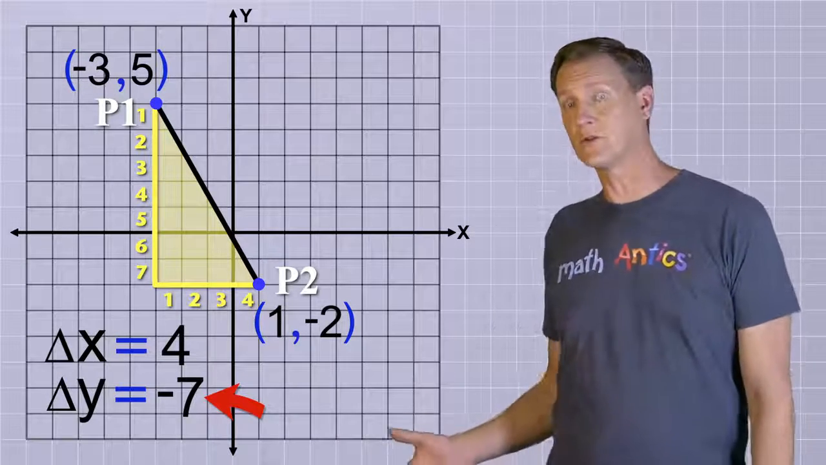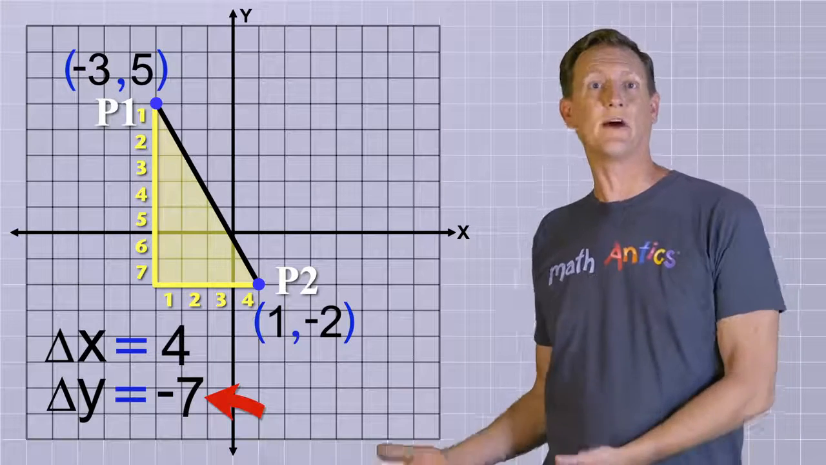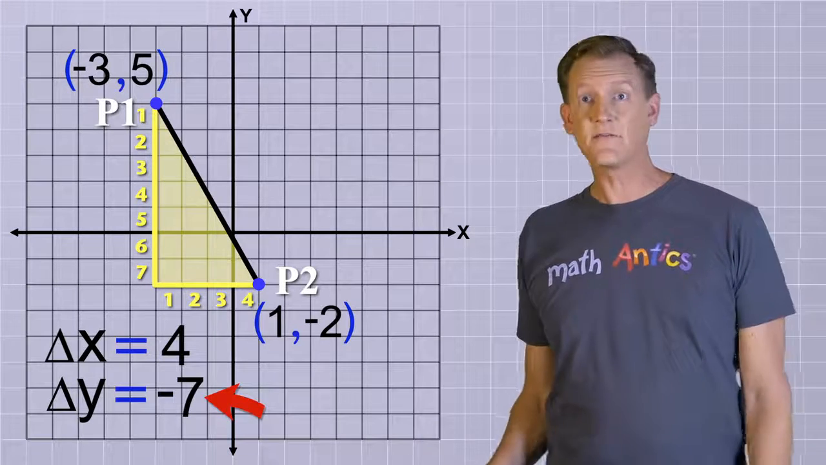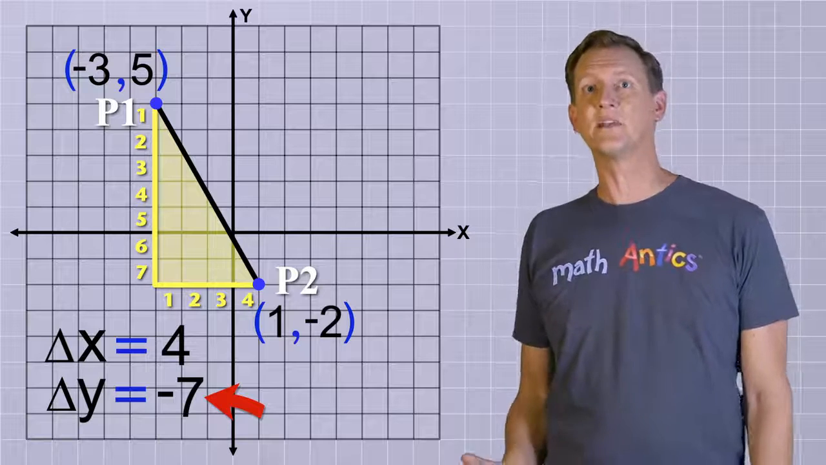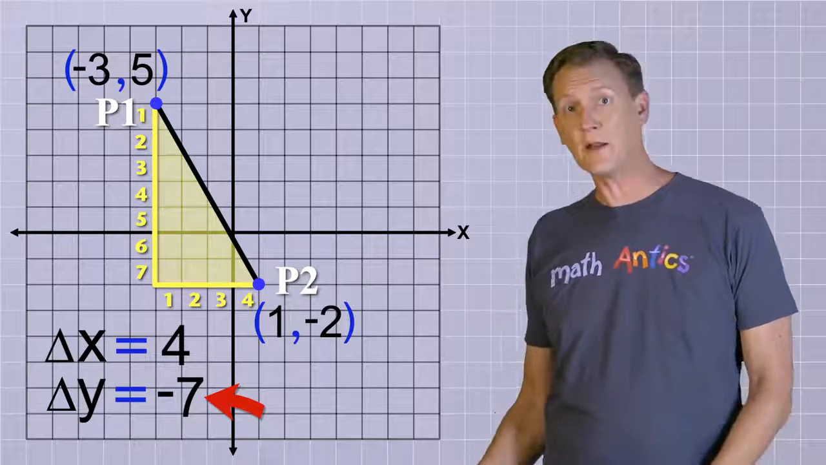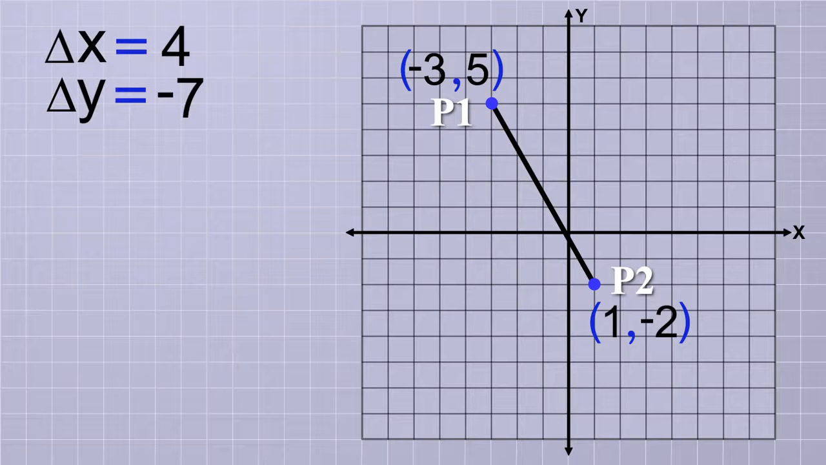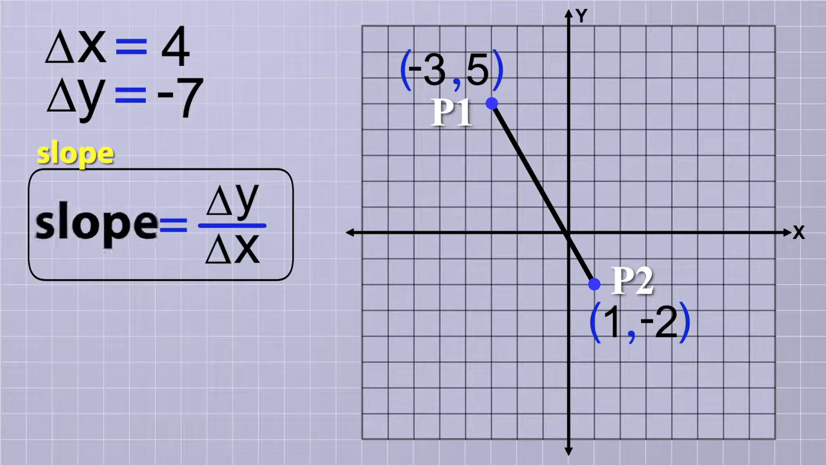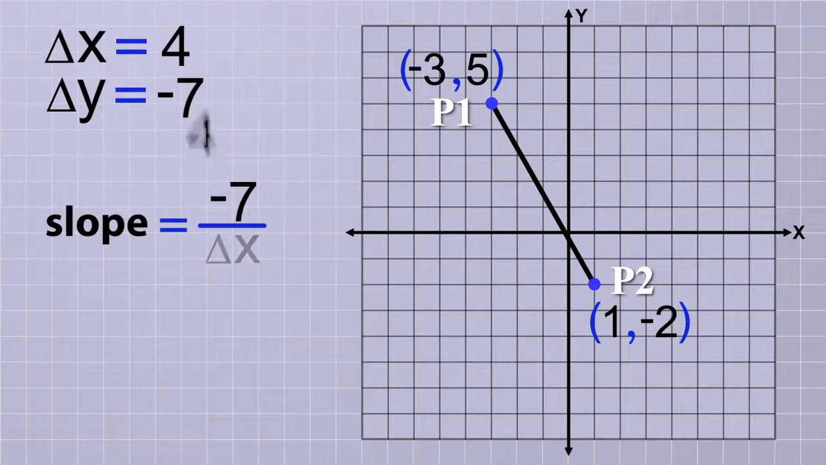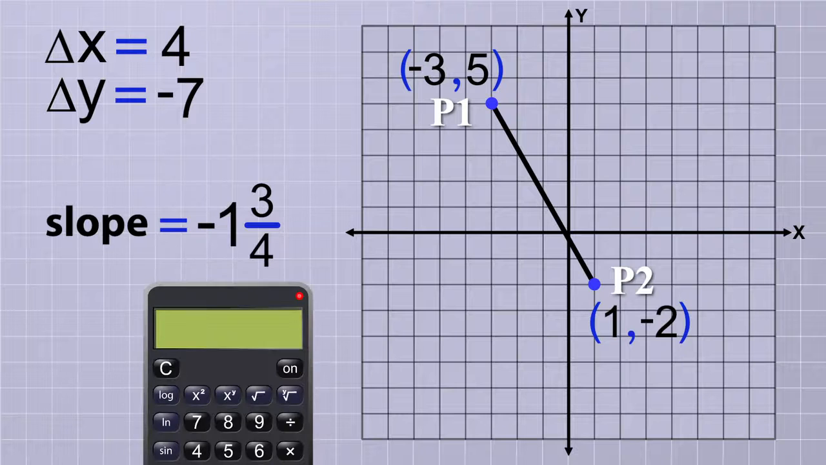The lengths of the triangle's sides are really the absolute values of the deltas. But the signs of the deltas are important because they help us get the correct slope, since a slope can be positive or negative. Now that we have the deltas, let's plug them into our equation for slope. Slope equals delta y over delta x, which would be -7/4. We could just leave the slope like that as an improper fraction, but we could also convert it into a mixed number form or get the decimal value with a calculator, which is -1.75.